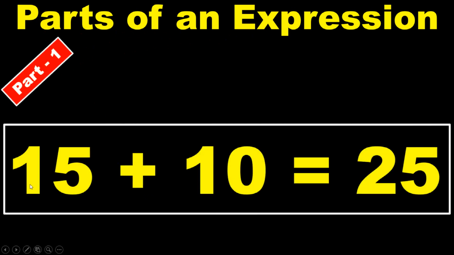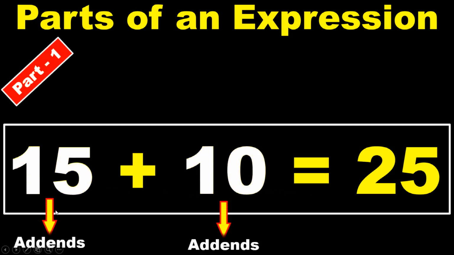Let's start with part 1, addition. Take a look at this equation. 15 plus 10 is equal to 25. The numbers being added, 15 and 10. In an addition problem, the numbers that you add together are called addends. Both 15 and 10 are addends.